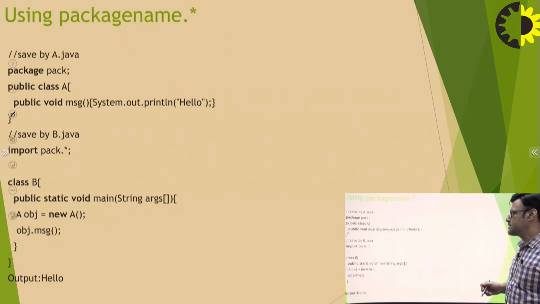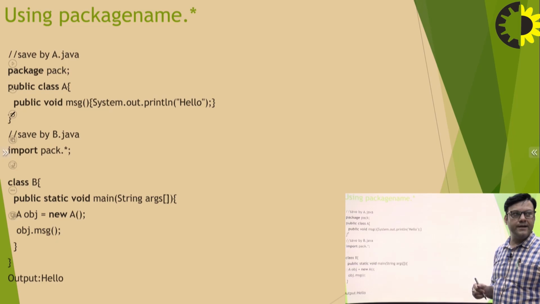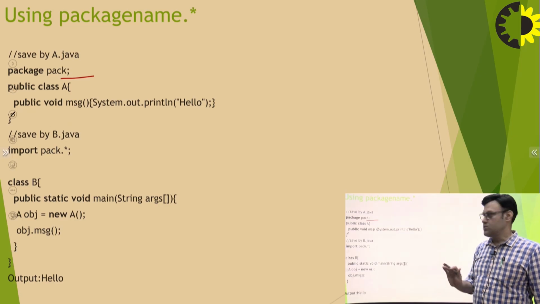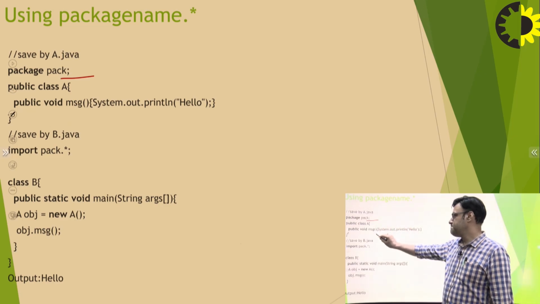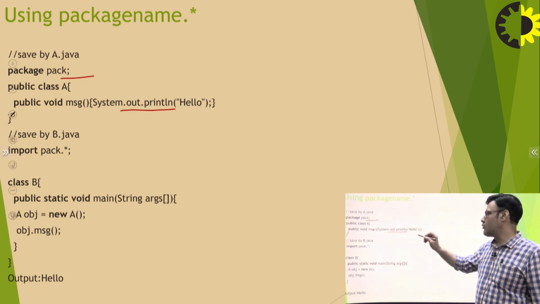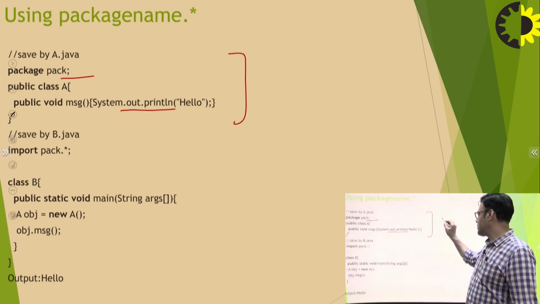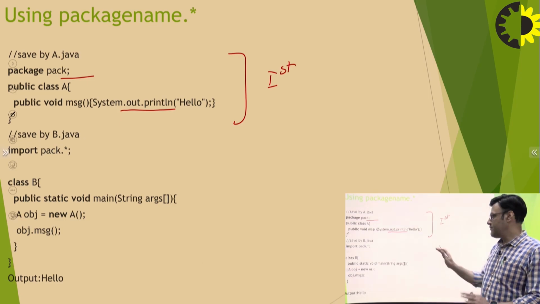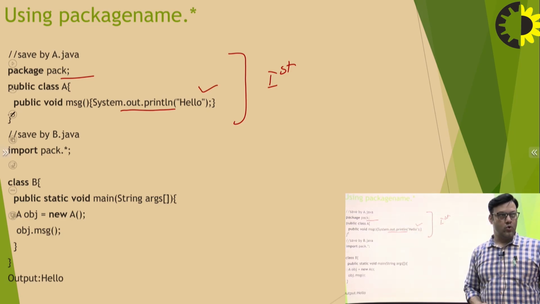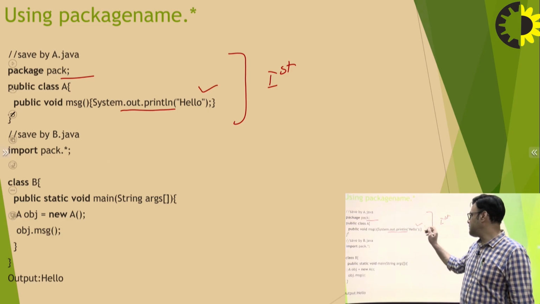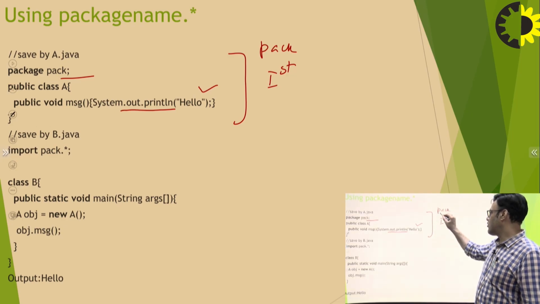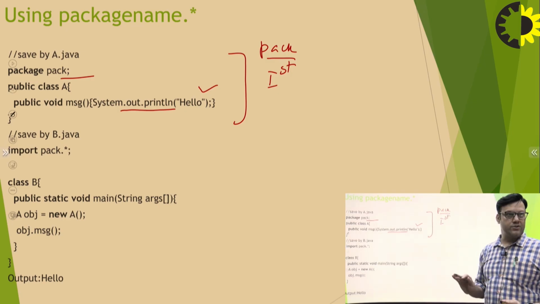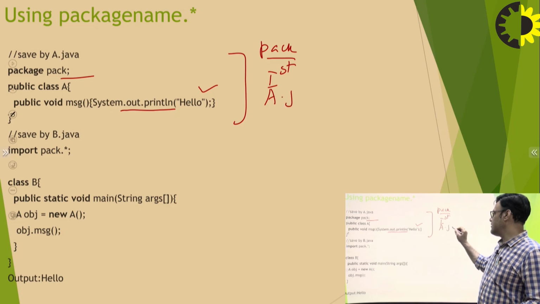For example, I am using here a package named pack. Public class A, public void message, System.out.println hello. This is my first program. In this I have printed only the word hello, and this is under package pack. I have used the keyword package, and the package name is pack. I have saved this file as A.java.